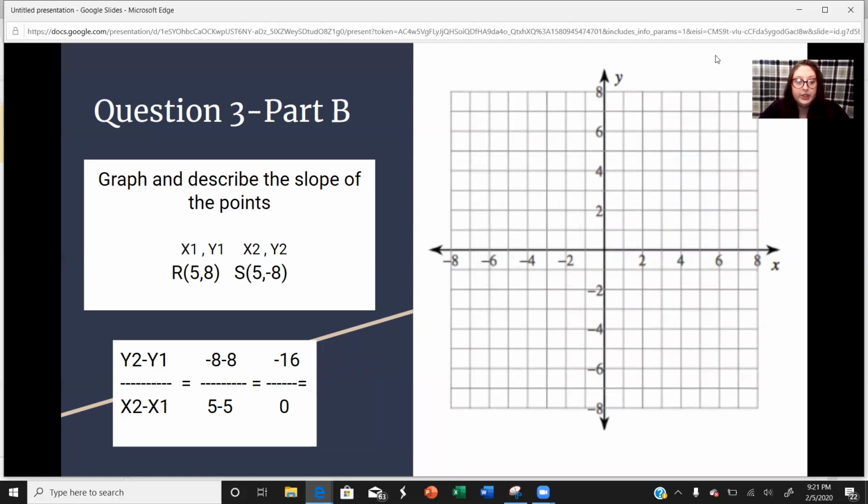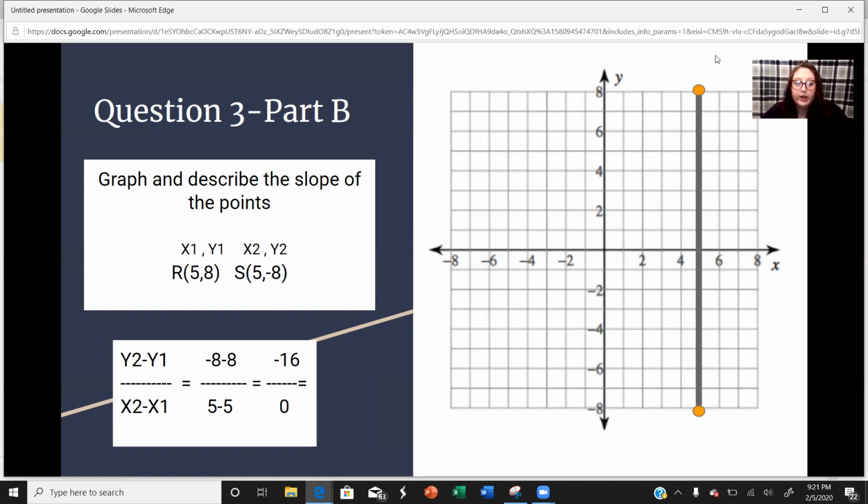Alrighty, on question 3, part B, it says graph and describe the slope of these points. So we've got R at 5, 8, so we're going to go over 5 and up 8 to give us that point. And for our point labeled S, it's going to be over 5, down 8. So we'll place that point and we'll connect the two with a line.